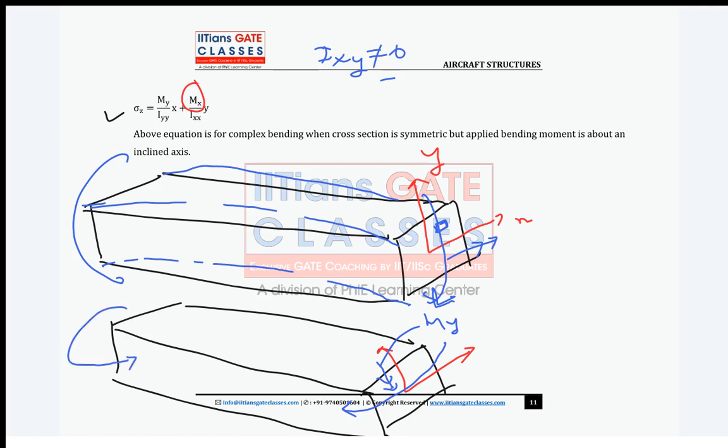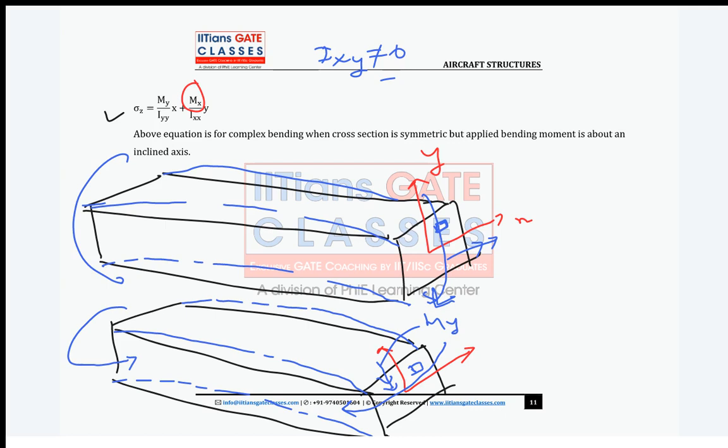Are you guys able to visualize? Yes or no? So that means what? Your bending will be like this. This is bending about what? Y axis. So here, in this part again, you have a tension.